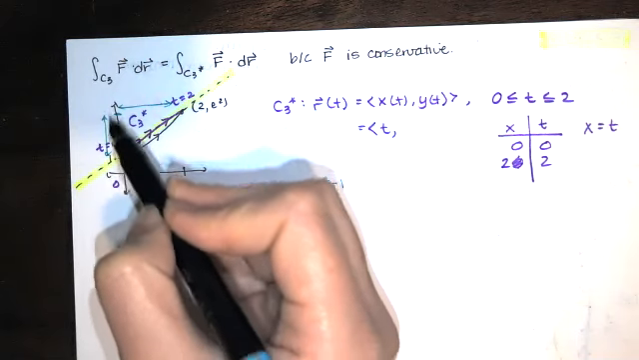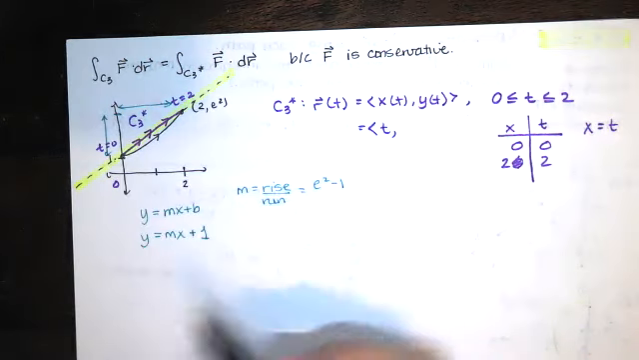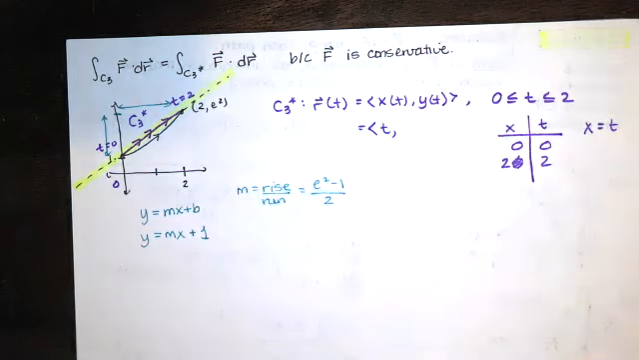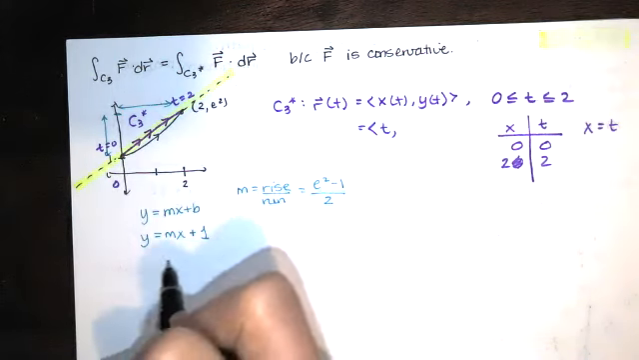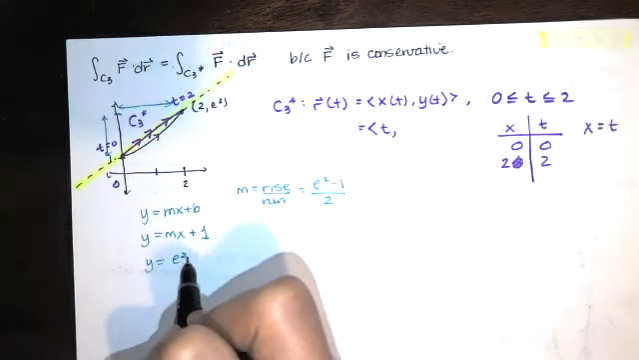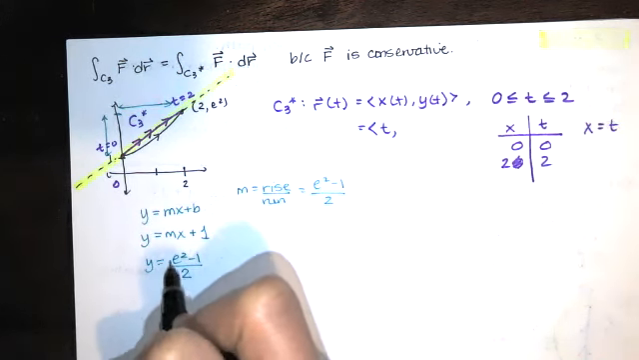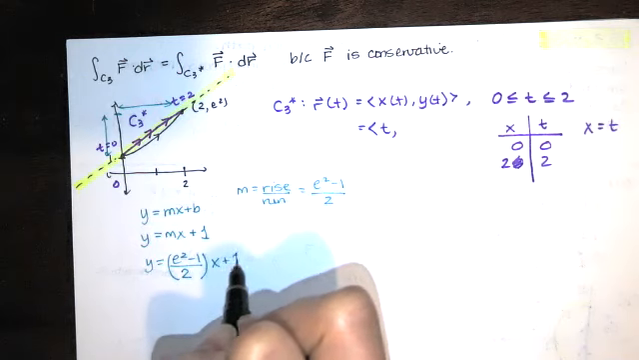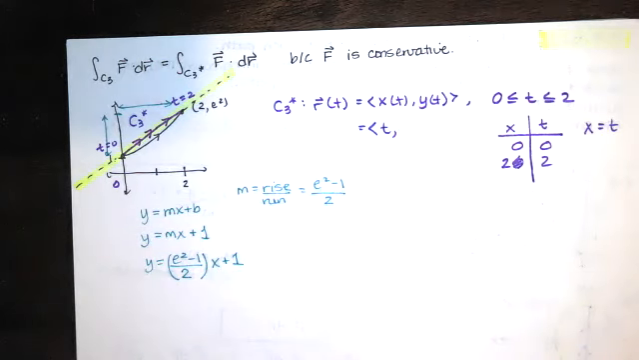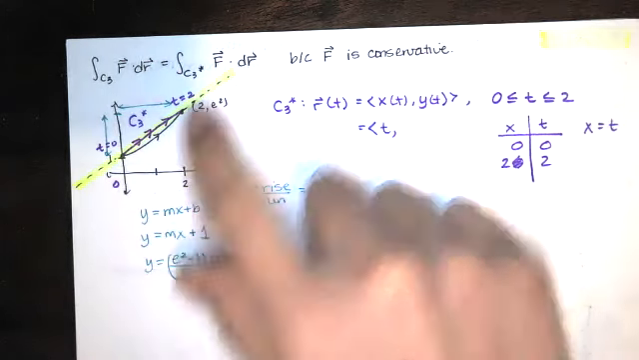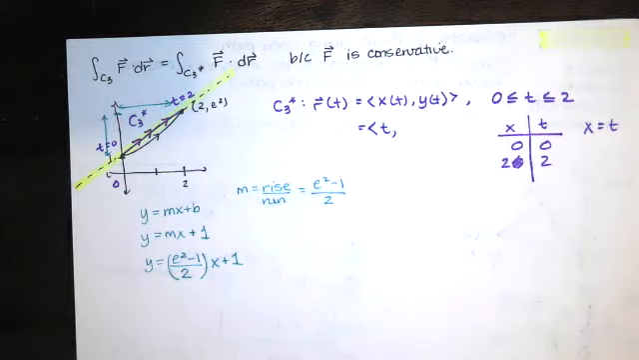The distance from here to here is that y value minus that y value. And then we're running to the right 2 units. So we have y equals e squared minus 1 over 2 times x plus 1. So that is y in terms of x when we're on this line, which includes that line segment.